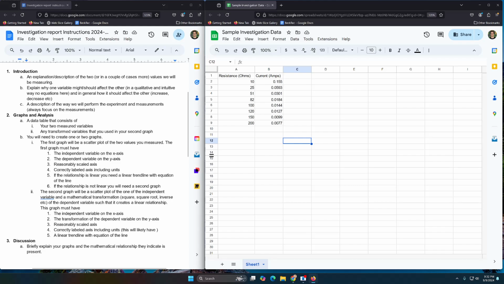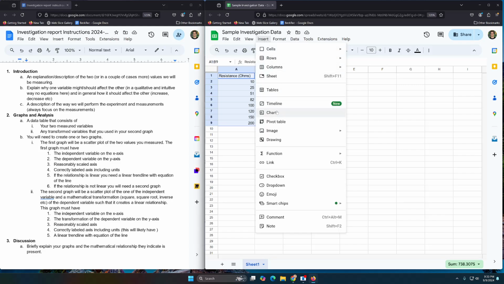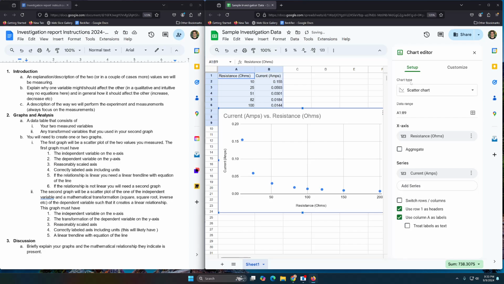Then I'm going to need to make a graph. The first graph is always going to be the same. I'm going to take my two variables that I've measured, my two data sets here, and highlight them. I'm going to go to insert, chart, and your choice here needs to be scatter chart. You can see I've got that already selected, and it should automatically do it.